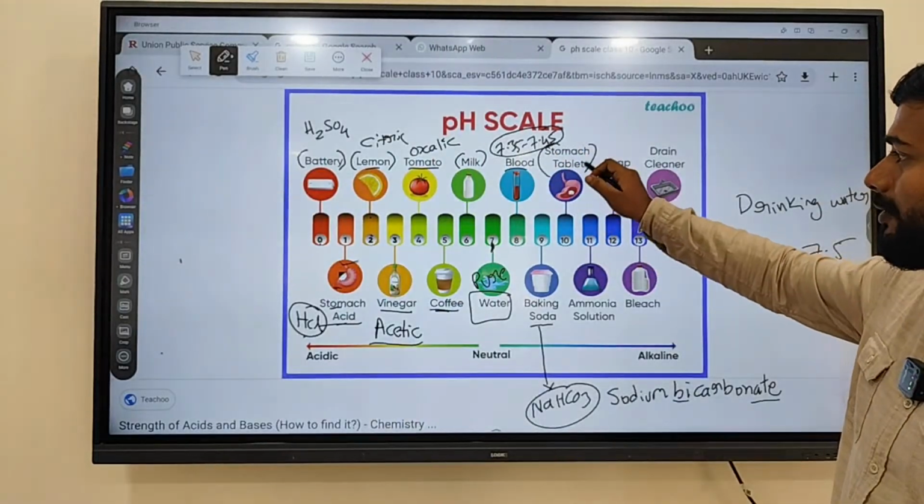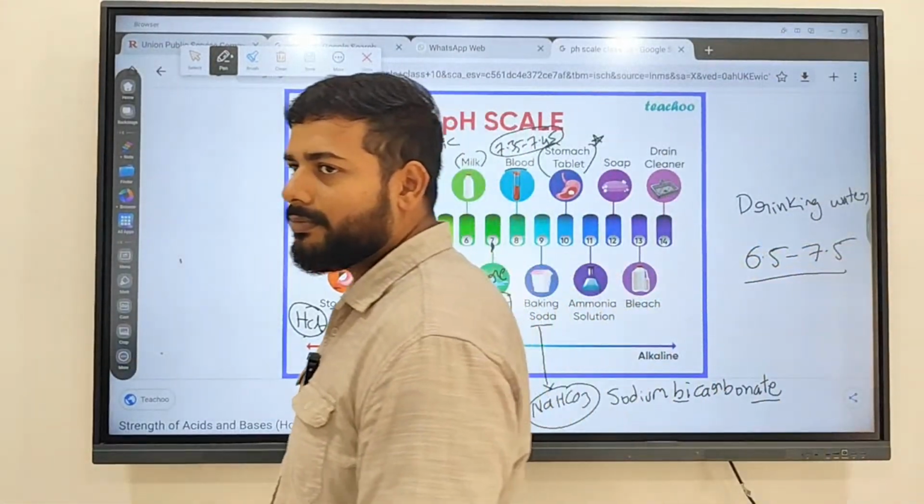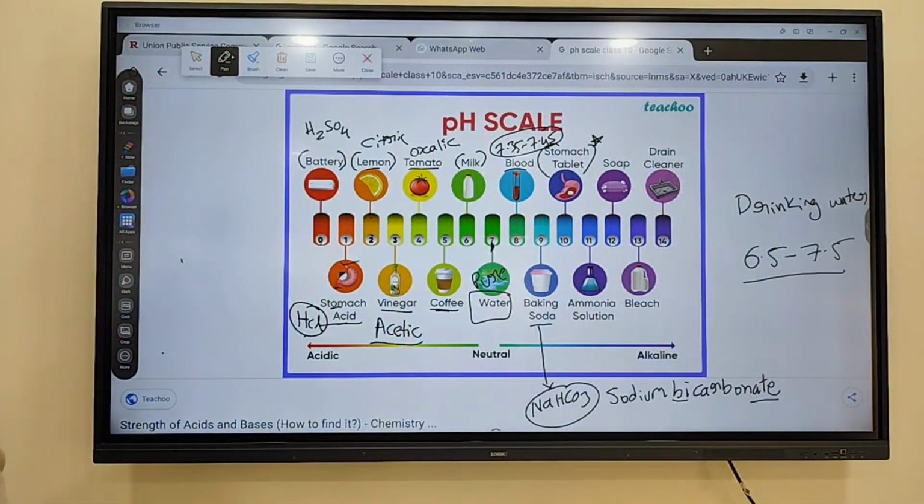Then stomach tablet. Stomach tablet means antacid. If you have acidity, what will you have? Gelucil syrup or Digin tablet, right? Various different brands are there. The tablet or syrup which you are having contains a chemical called magnesium hydroxide. Next time, if you are having Gelucil syrup or Digin syrup, the thick whitish pinkish syrup, it is for gastric problems.